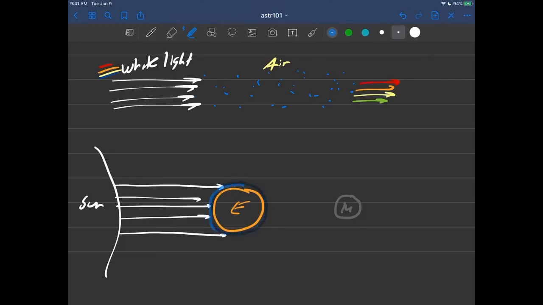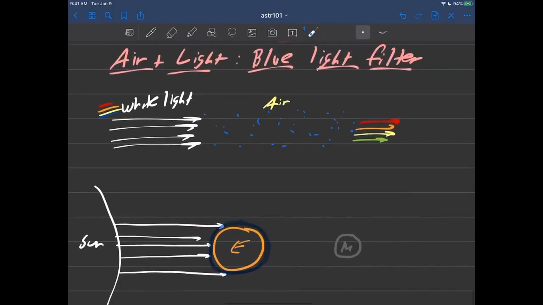And what is that atmosphere? Well, that atmosphere is full of nitrogen and oxygen. So there's the Earth's atmosphere I'm trying to draw on. And so what happens here, of course, is the white light hits all of this air. And what we're calling the air here is a blue light filter, for the reasons that you're familiar with now, from the blue sky and the red sunsets.